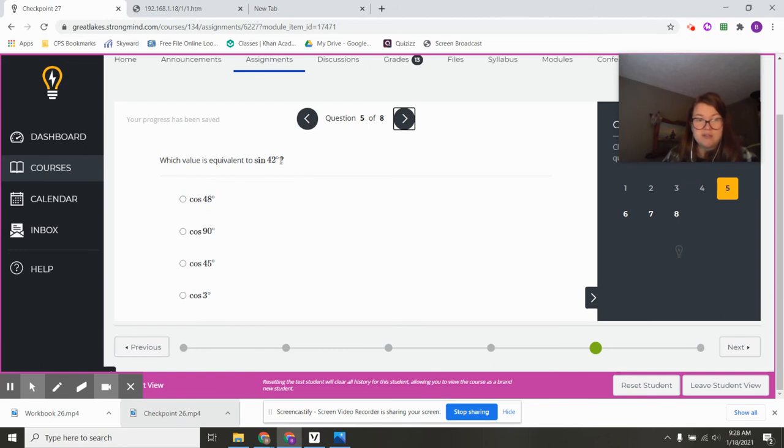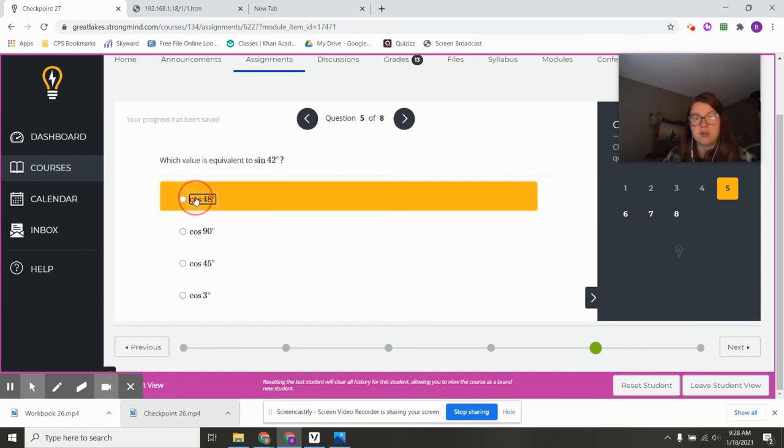Sine of 42, 90 minus 42. So I'm going to use a cosine, so it's for sure going to be a cosine one. They got that. But 90 minus 42: 90 minus 40 is 50, minus 2 is 48. So it's the cosine of 48.